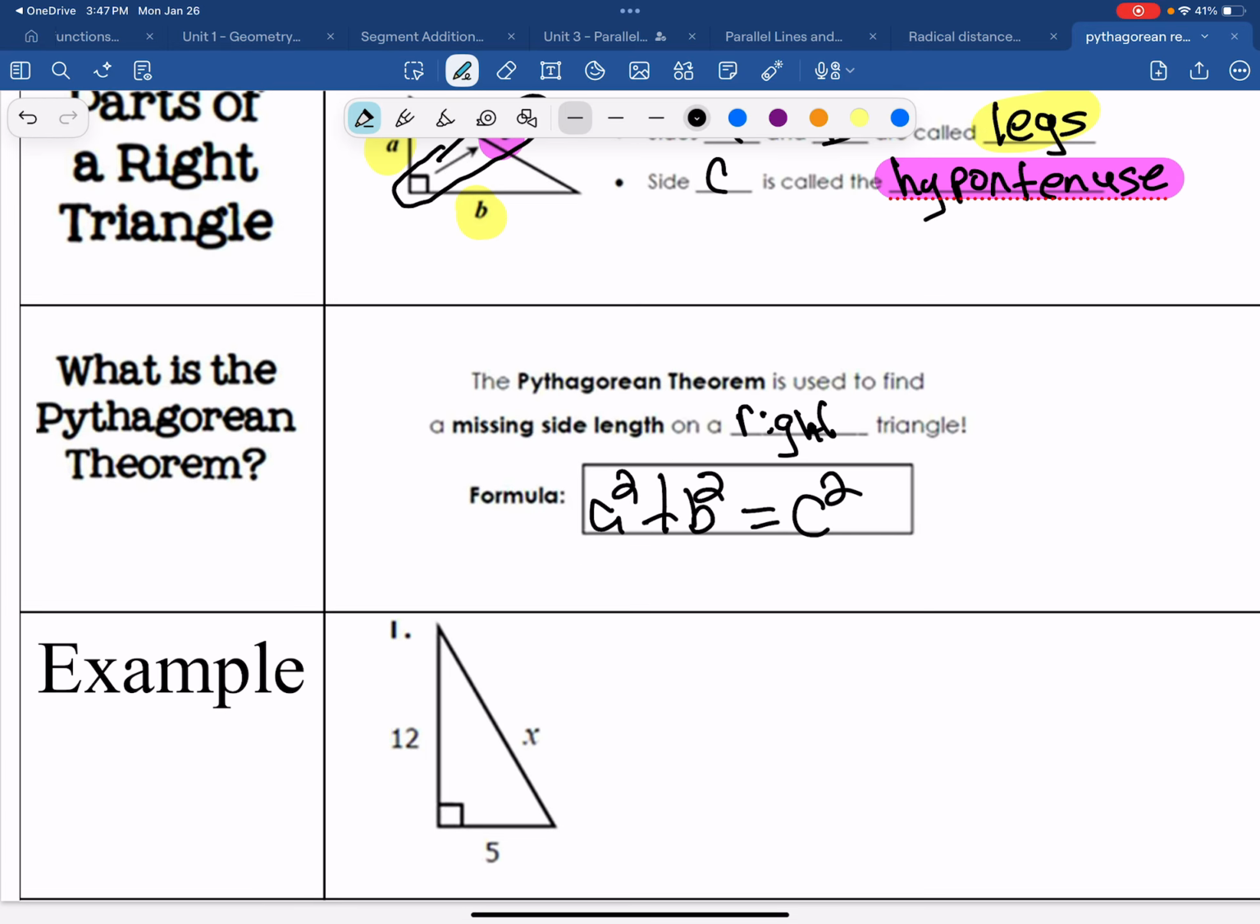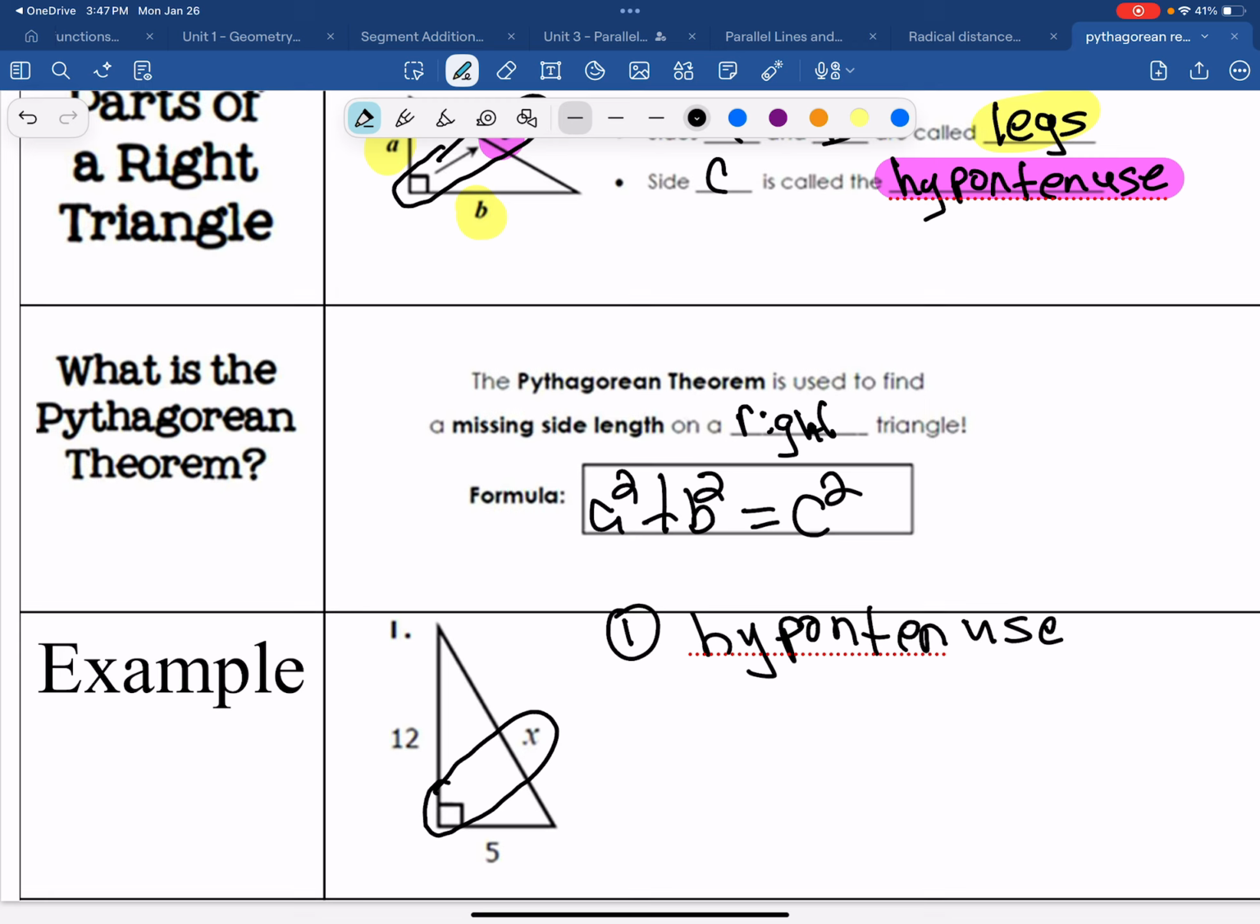All right, so here's our example. The very first thing you need to do is determine what side you are looking for. Well, here is our right angle, and there is the x. So that means we're looking for the hypotenuse. Also, later on, we'll look at how to use the Pythagorean theorem to find other sides. But for right now, our main focus is the hypotenuse.